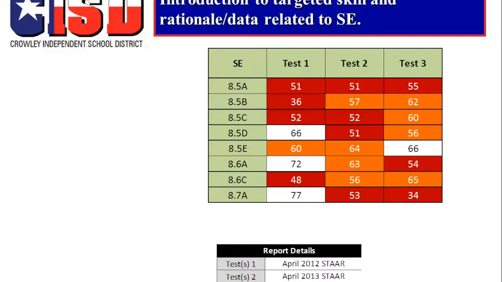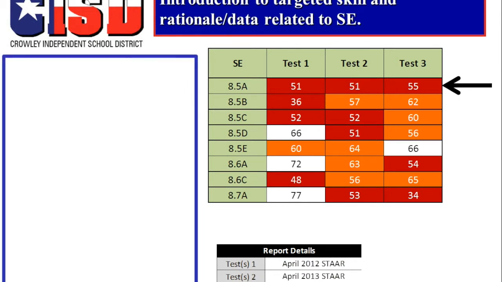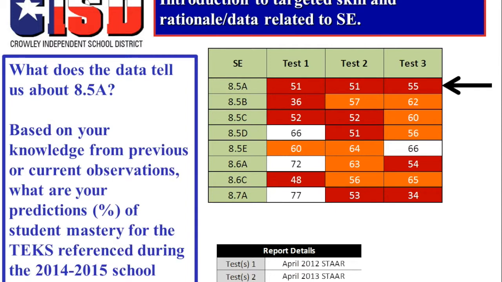For the first 6 weeks, the curriculum preview will target 8.5a. Based on the heat map displayed, please pause and discuss what does the data tell us about 8.5a. I chose this SE based on the heat map data that, even though progress was made last year, it is still an area of high concern. Based on your knowledge from previous or current observations, what are your predictions for percent of student mastery for the TEKS referenced during the 14-15 school year?